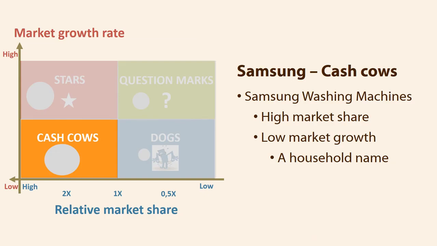An example of a cash cow is a product from Samsung Home Appliances, Samsung washing machines. Samsung washing machines have a good market share in a stable market. They have become a household name and stand for quality and trust. They don't have to advertise a lot to hold this position. However, they must seek to adapt their washing machines to new market innovations such as energy saving and other new features.